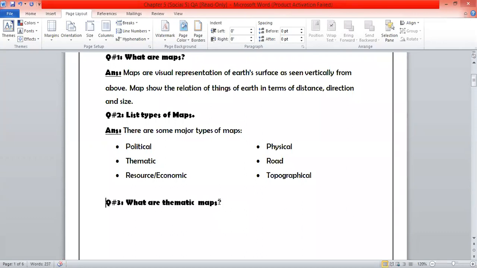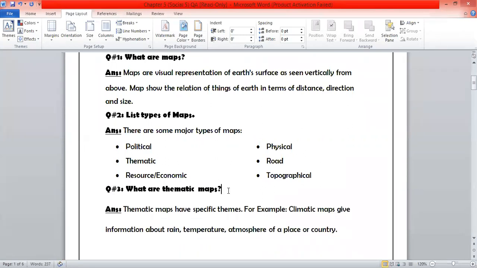What are thematic maps? Question number three is asking, what are thematic maps? We know this map. We studied this map. So, what are thematic maps? Very good, Saif Hani, Abdullah Khalaf, and Muhammad Yahya.